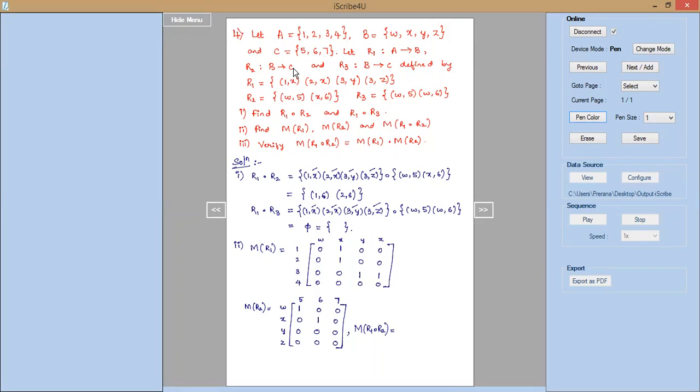So across rows, we have to write down the elements of A, and across columns, the elements of C. First we represent the elements of A across rows, that is 1, 2, 3, 4, and across columns the elements of C, which are 5, 6, 7. So here also the resultant matrix will be a 4 cross 3 matrix. R1 composition R2 has elements 1, 6 and 2, 6. So 1, 6 is first row, second column, and 2, 6 is second row, second column. In R1 composition R2 there are only 2 elements, so we have filled those with ones. The rest of the elements will be zeros in the matrix.